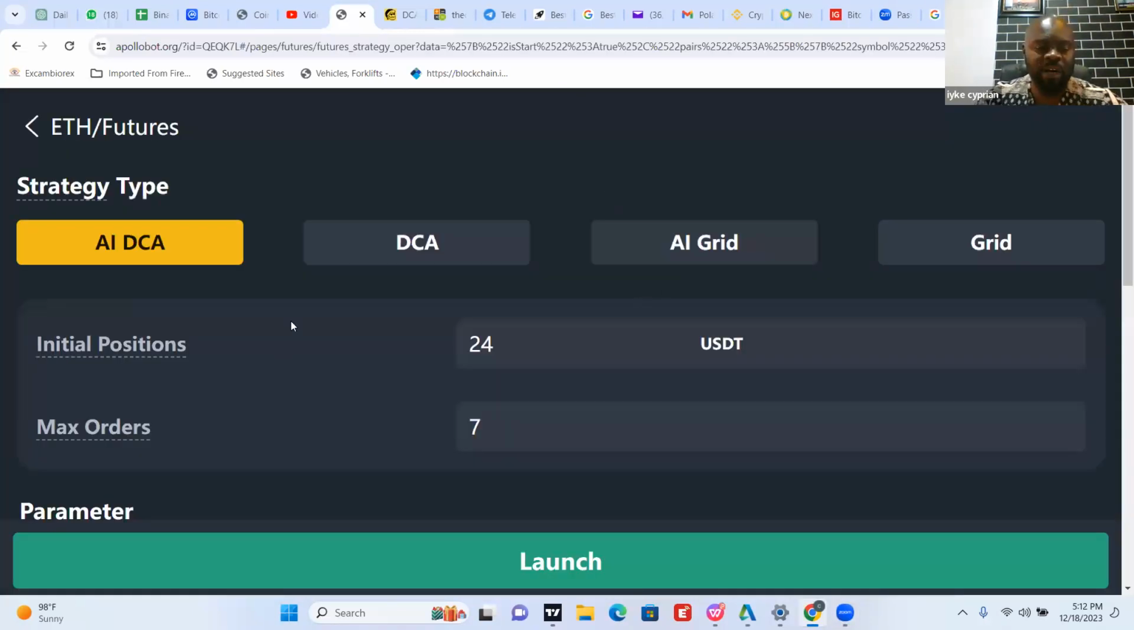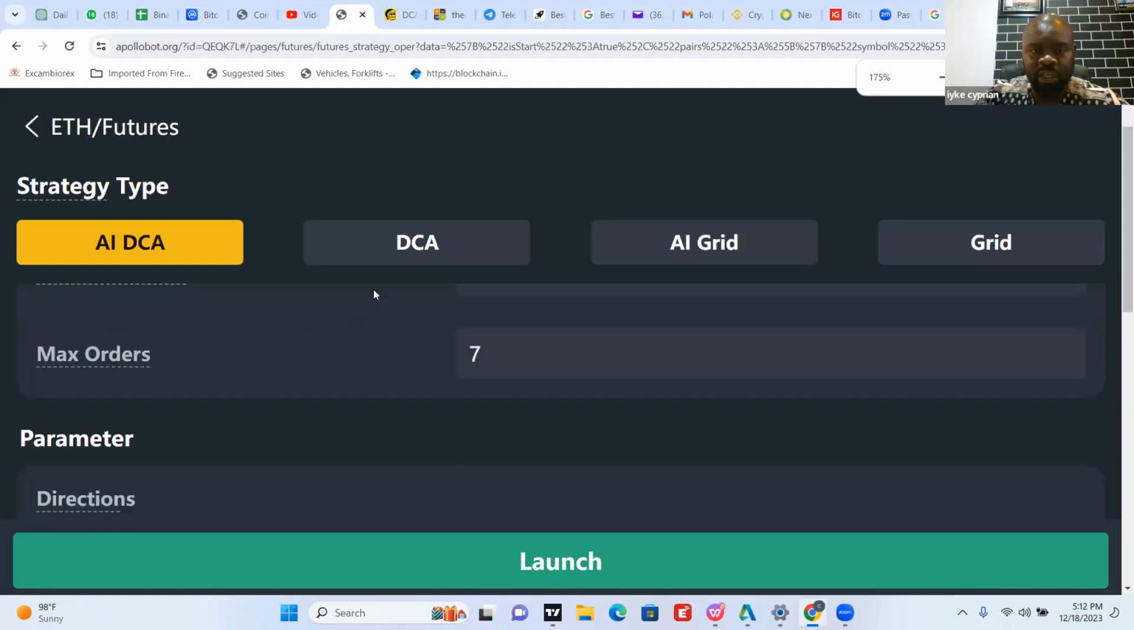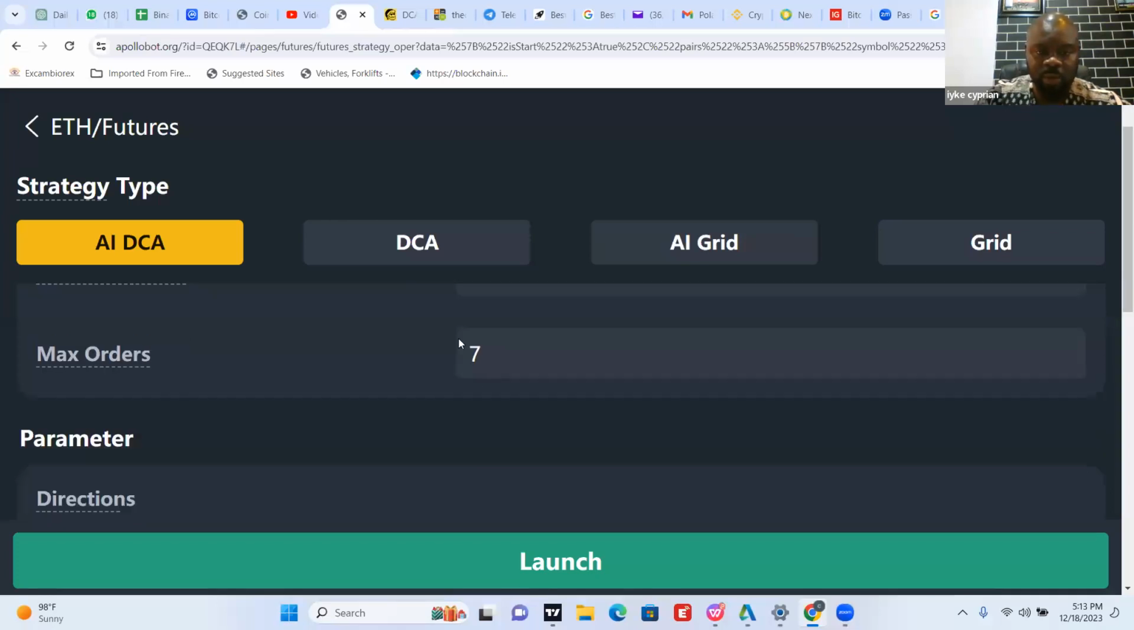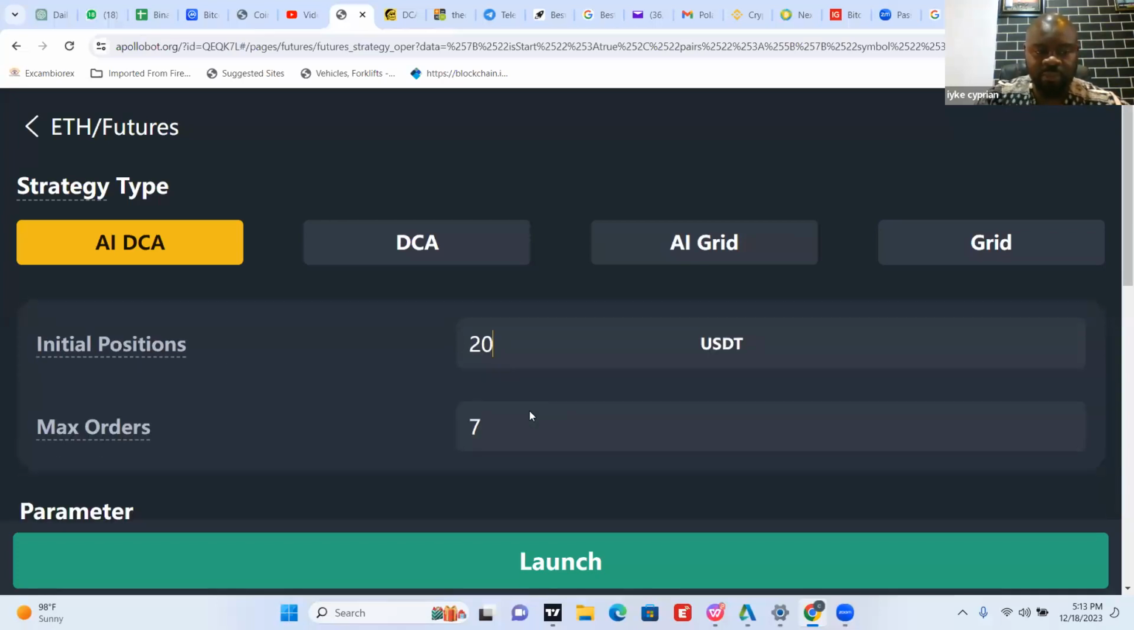Now you have all the parameters outlined here. So these are the futures parameters. It's 100% automated. Now you can see this is AIDCA, you leave it that way. Then initial position, this is Ethereum. Ethereum has a fixed minimum amount, which is $24. Well, most coins is $20. So let's say you have it at 20. Then maximum order, you don't touch any other thing.